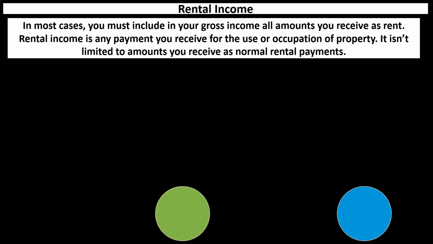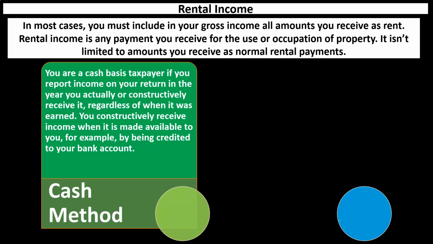So rental income, in most cases, you must include in your gross income all amounts you receive as rent. Rental income is any payment you receive for the use or occupation of property. So obviously, if you rent property, you're going to be receiving generally rent, and that's going to be the rental income. So it isn't limited to amounts you receive as normal rental payments. So basically, any cash that you're receiving or anything that you are receiving with relation to the rental, for the general rule, would need to be in basically rental income.